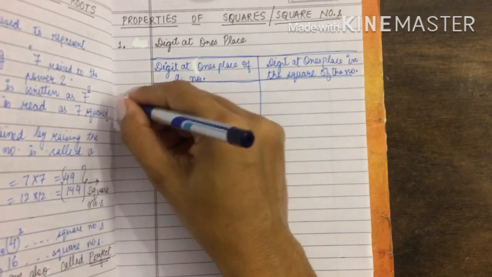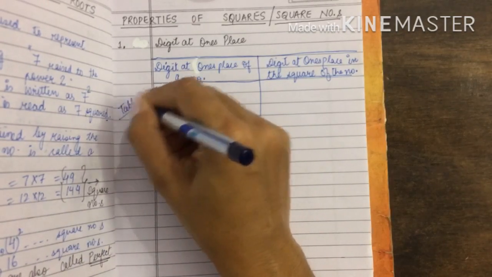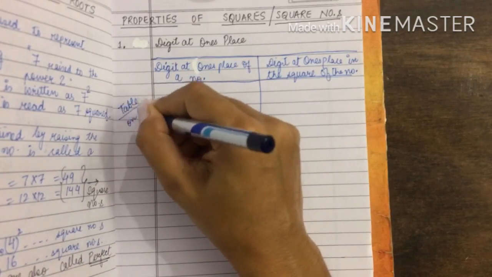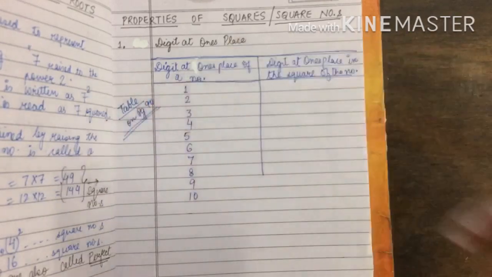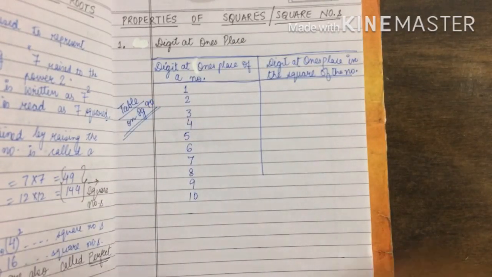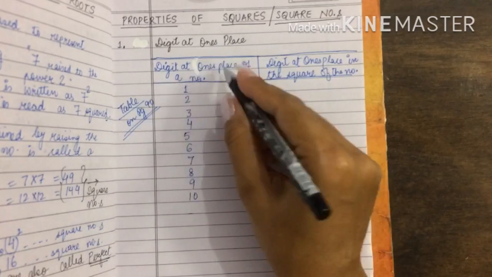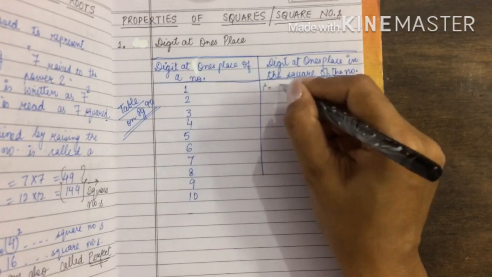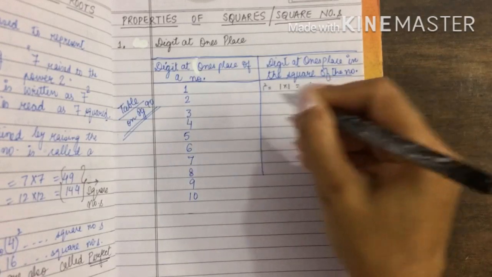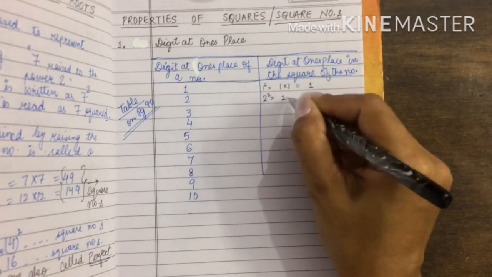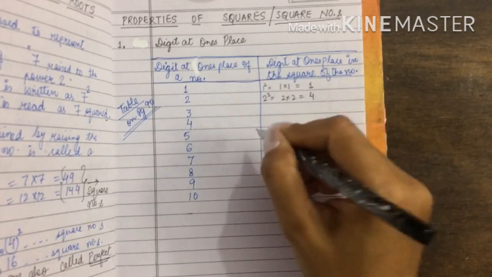If you want, you can look at the table on page 90. Now let us see what happens when we square these numbers. On squaring, 1 square will be 1 into 1, 1. 2 square will be 2 into 2 equals 4.